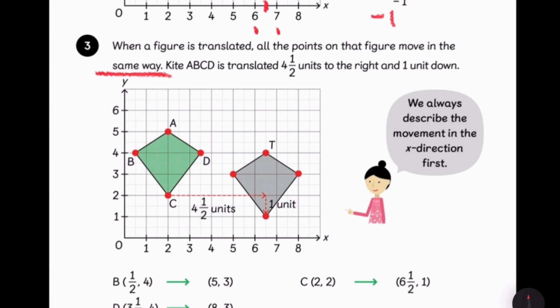Therefore, now we are going to look for all the coordinates, okay? So do not forget, we always describe the movement in the x direction first, okay? The x direction is really important. So let's start with my point A that I have justified. What will happen to my B now?